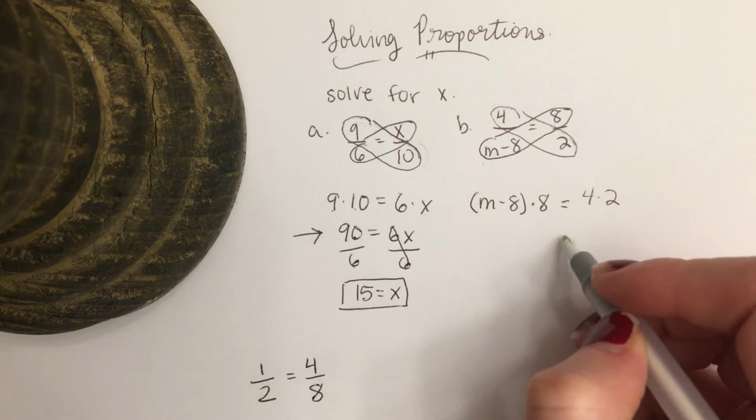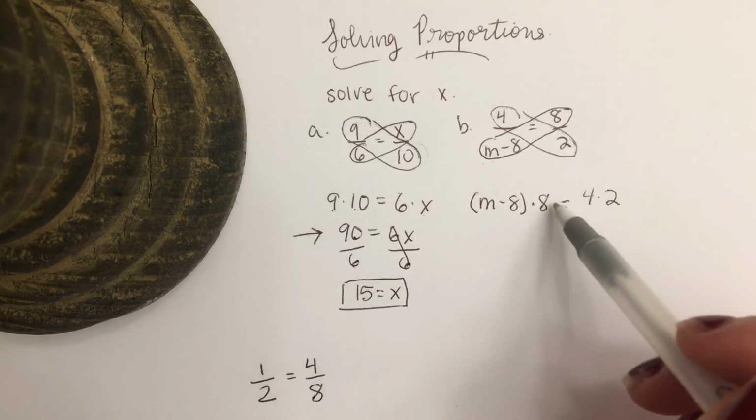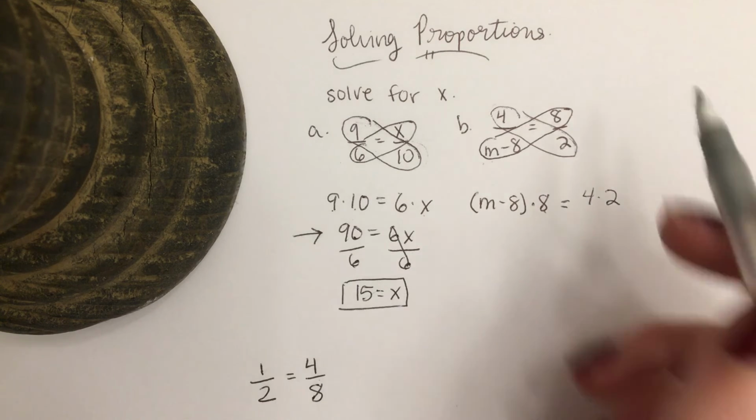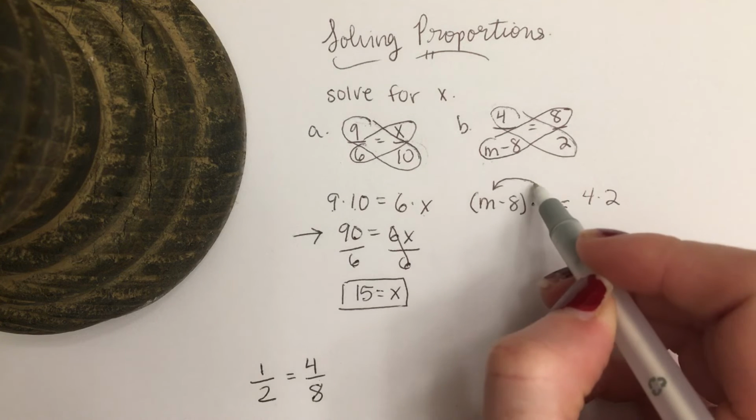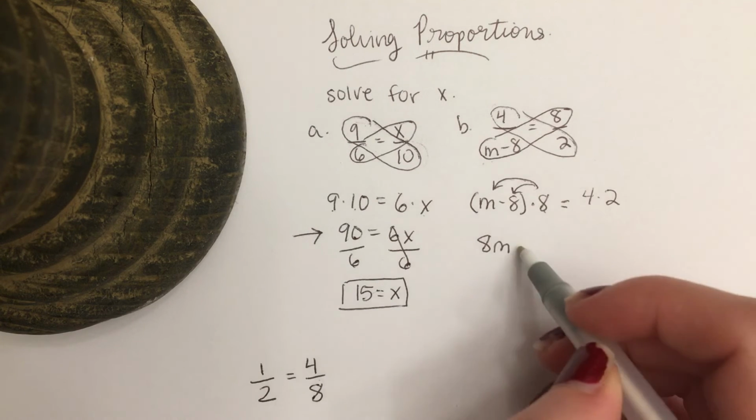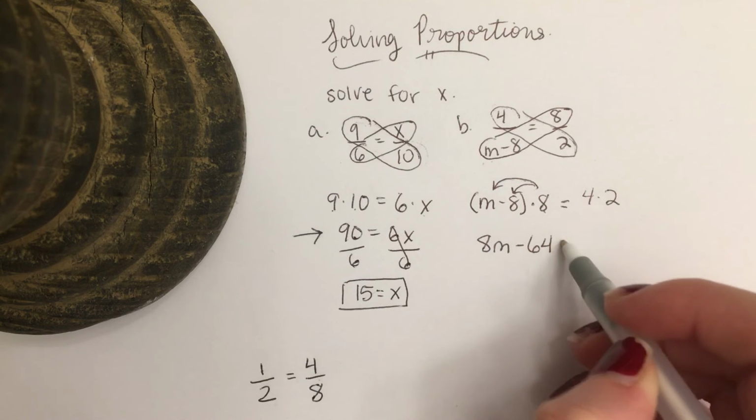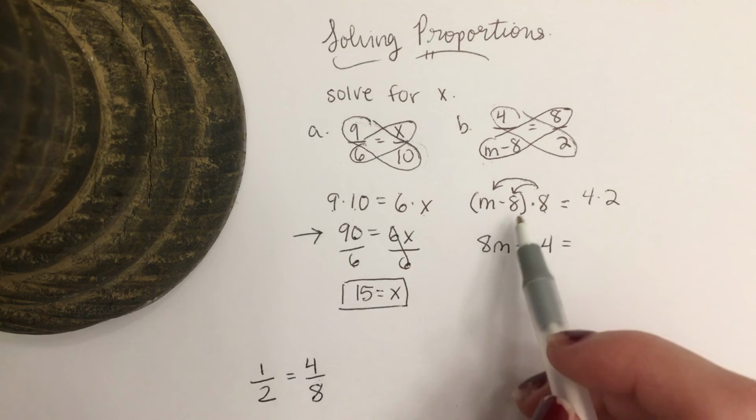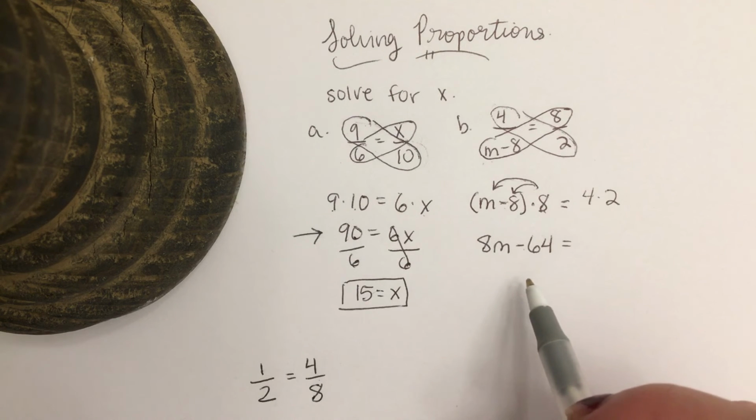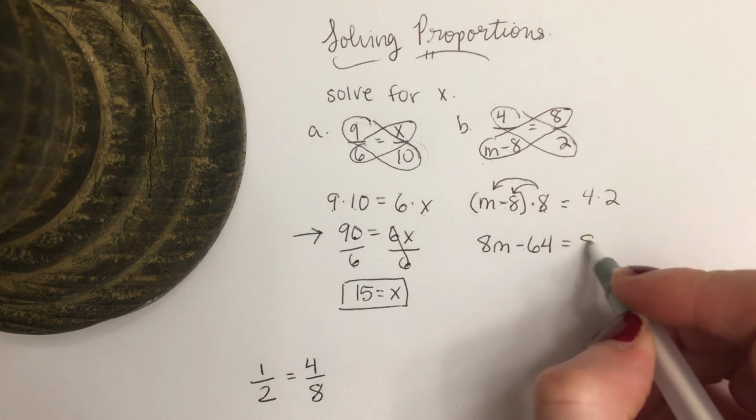The only thing we have to be careful with here is that this 8 is being multiplied by the entire expression m minus 8. So this is going to require some distribution here. So 8 times m is 8m, and then 8 times 8 is 64. Notice it's minus 64 because that's a positive 8, and on the inside there we've got that minus 8 there. And then 4 times 2 is 8.